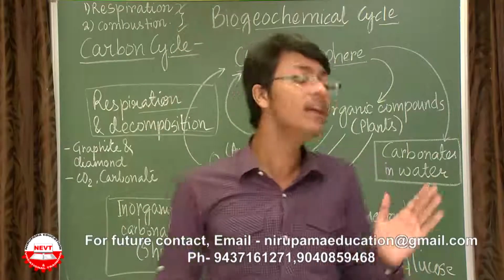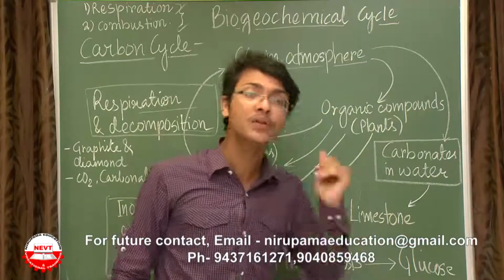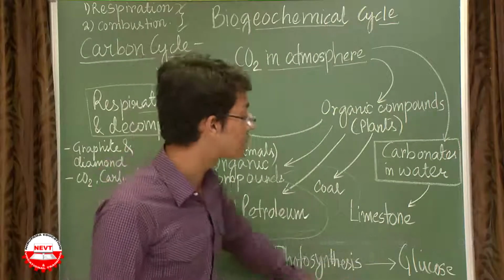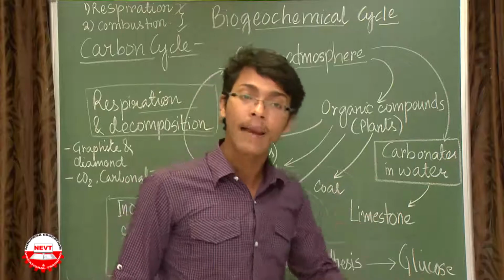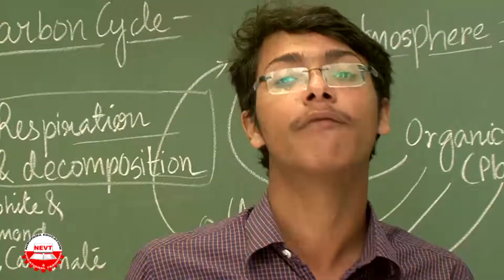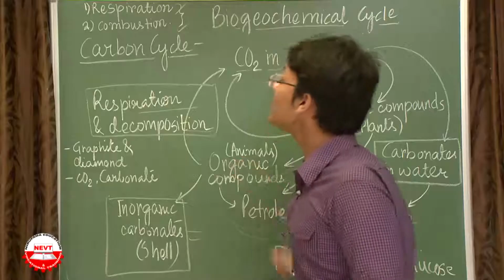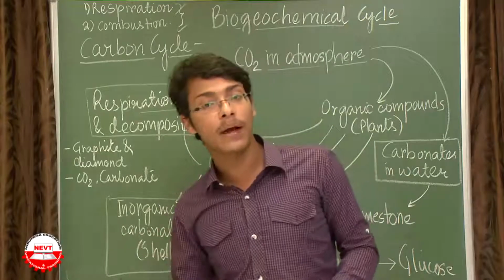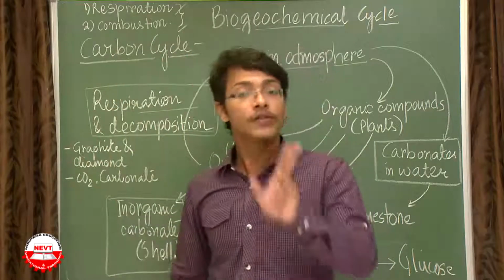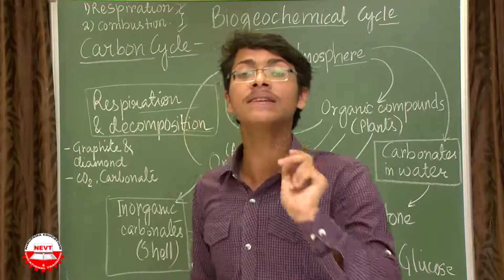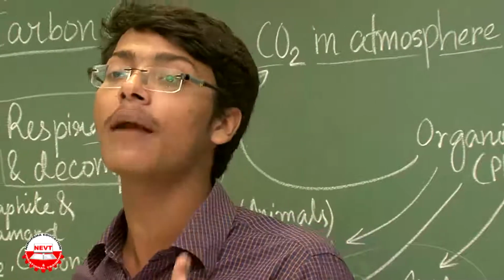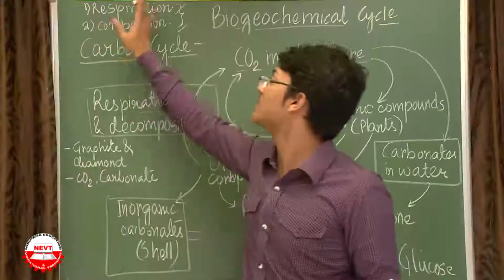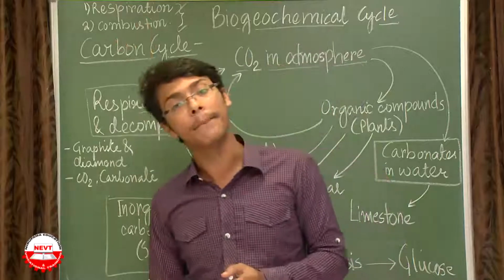So respiration is, you can say, the opposite of photosynthesis. Photosynthesis produces glucose in the plants, in the leaves, with the help of chlorophyll and sunlight, and this glucose is broken down to carbon dioxide by the process of respiration. So children, there are two processes for contribution of carbon dioxide to the atmosphere. One is respiration and another one is combustion.